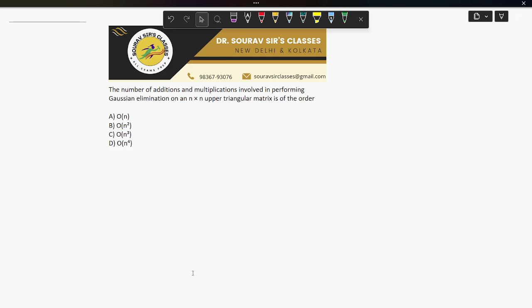So we are going to determine the number of additions and multiplications involved in performing Gaussian elimination on an n cross n upper triangular matrix. So let's analyze the process step by step. Okay. So now the Gaussian elimination on an upper triangular matrix. So an upper triangular matrix, let us call it U, has all zeros below the main diagonal. That is, we can write that our u_ij is equal to 0 for all i greater than j.